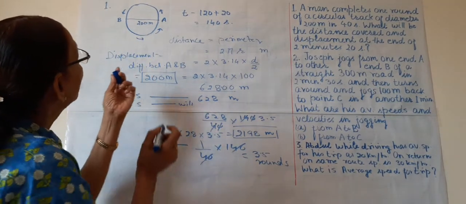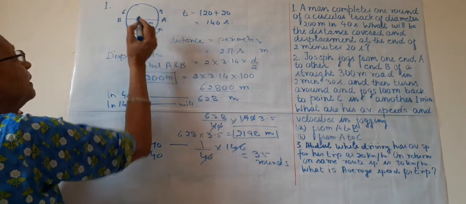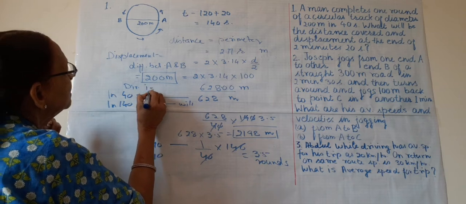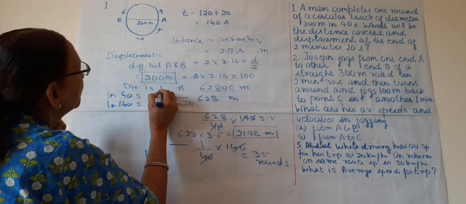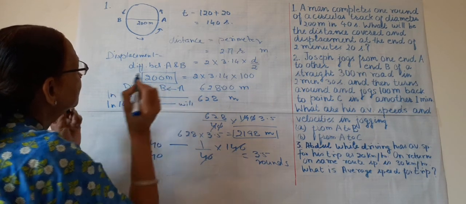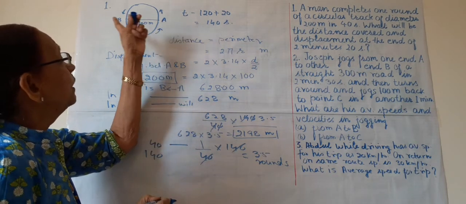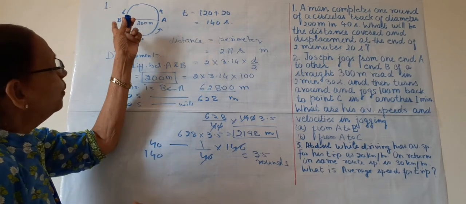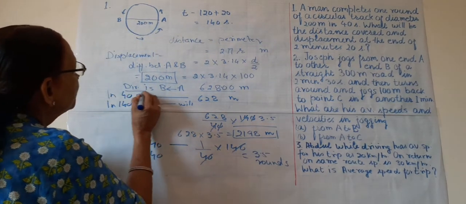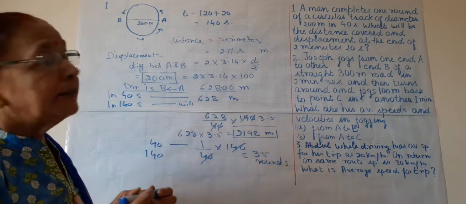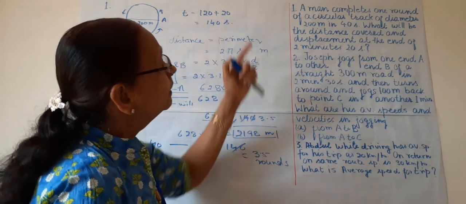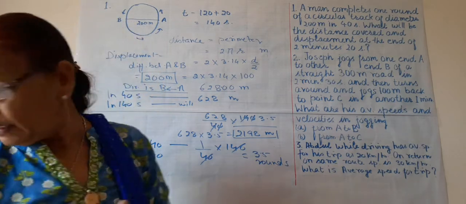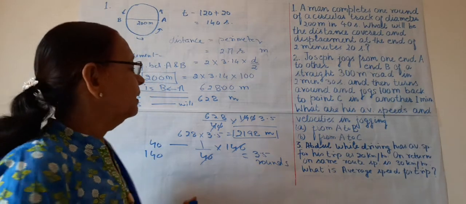One more thing we have to write. He is going like this, so we can write the direction. The direction is A to B. So the displacement is from A to B. So this is how we calculate this question. I think this is clear to all of you, the first one. Now we will try the second.